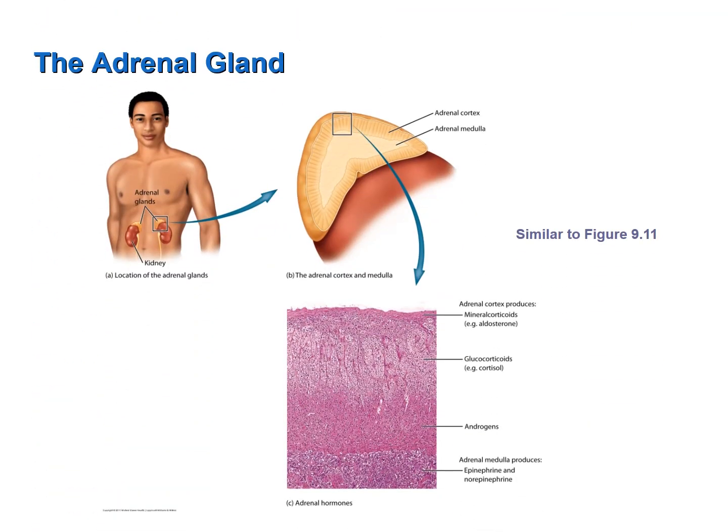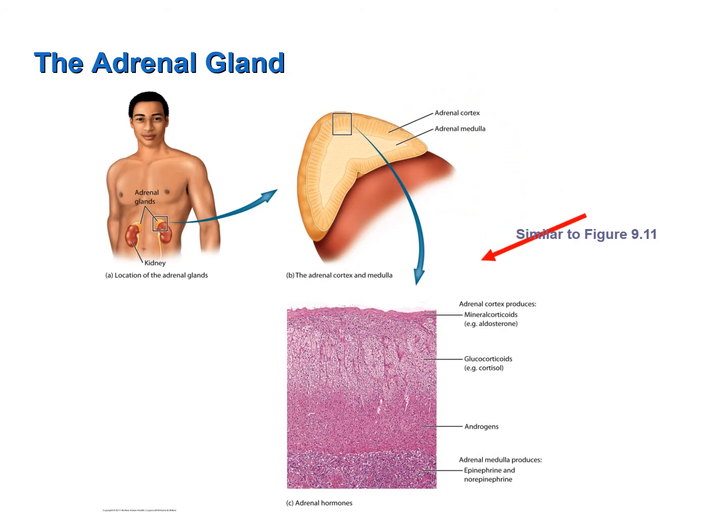The adrenal gland is located on top of the kidneys. In fact, you could say that the kidneys wear the adrenal glands like a hat. The adrenal gland is actually two organs in one. The outer portion is called the adrenal cortex. The adrenal cortex is composed of glandular or endocrine tissue and produces three types of hormones.